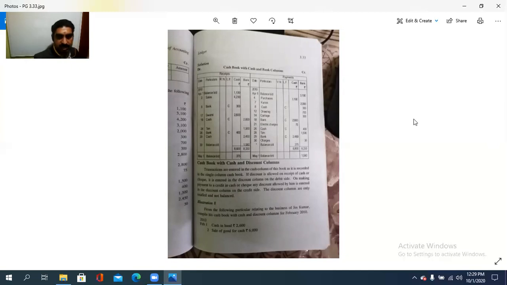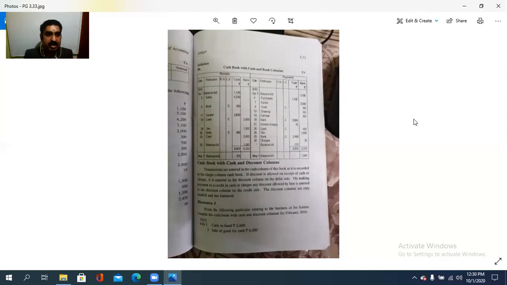There is which one? 375. There is a balance, and because of the overdraft facility, the opening balance is treated as overdraft in the bank. So closing balance will be on the debit side. And for the cash, opening balance is debit, so the closing balance will be on the credit side. So here the balance carried down is 1,580 for the bank and 375 for the cash. So in that way, the cash book with the cash and bank columns is explained. Clear? So this is the case with the cash book with the cash and bank columns.